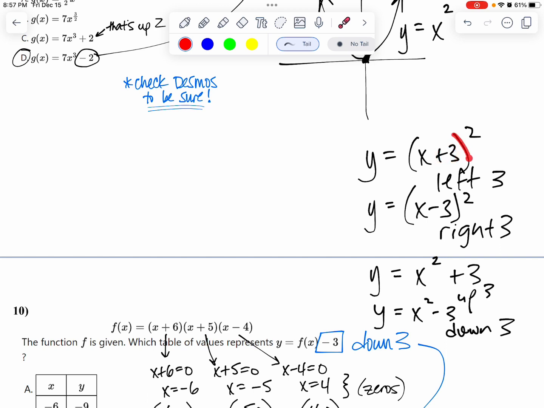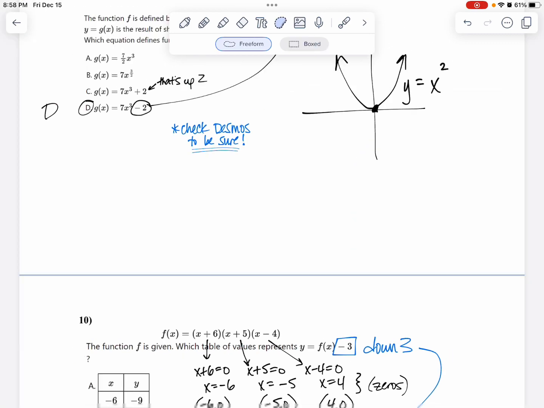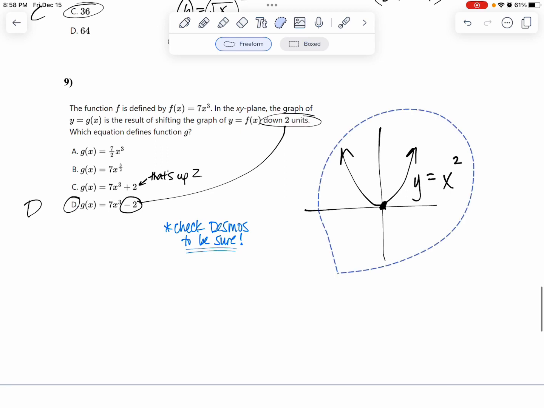inside the parentheses here, that actually indicates that you move left 3. A plus 3 outside, like all on its own, indicates up 3. So notice the difference. Here we're back inside the parentheses with a negative 3. That actually means right. So your left and your right movement happens inside the parentheses, and your up and your down movement happens outside of the parentheses. I just wanted to kind of see if that helped before I explained this problem.